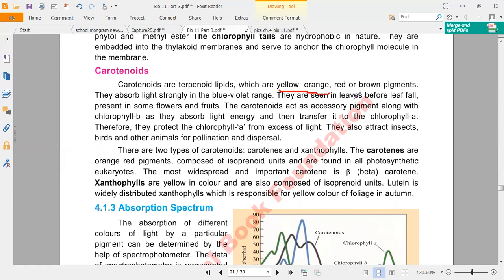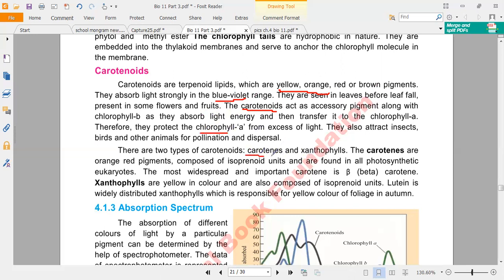They absorb light, mostly in the blue and violet range, and they can be seen before a leaf fall, because the leaf has this type of pigments and colors as well. So carotenoids are called accessory pigments, as we have seen in the previous diagram with chlorophyll B. It absorbs the blue-violet range of light, and then it gives all the energy to chlorophyll A.